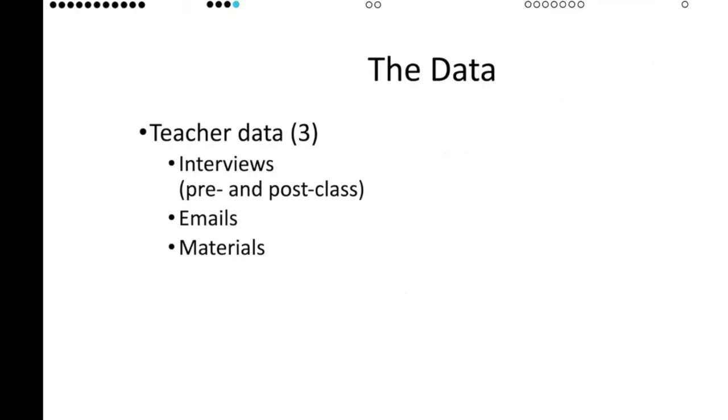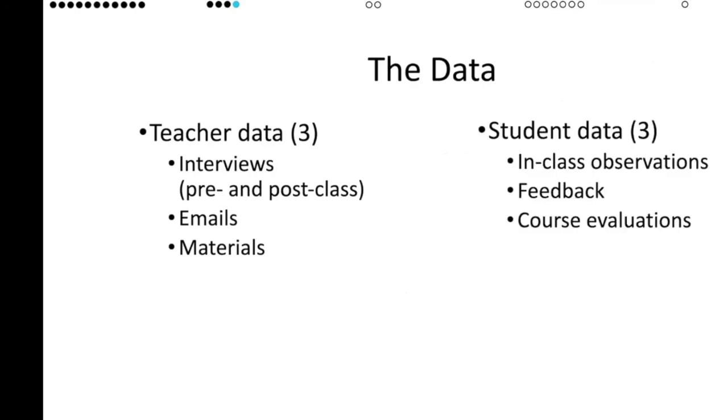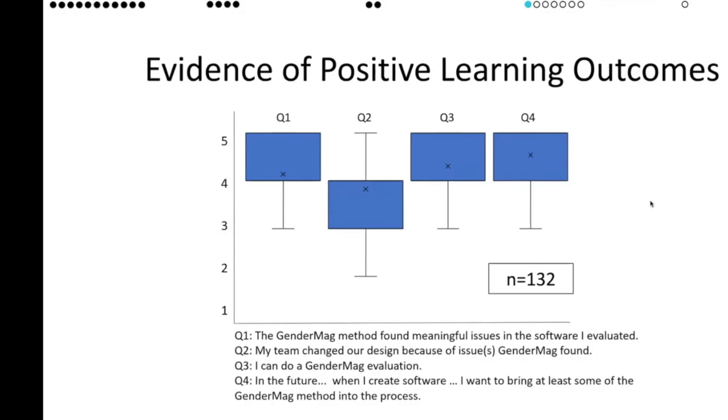Okay, and then I was just going to show you a little bit about the data. Let's see. Oh, this is an awesome one. At the end of one class, one professor asked students these questions. You may recognize some of them. The GenderMag method found meaningful issues. We changed our design. I can do a GenderMag evaluation in the future when I create software. I want to bring some of this in. And so these were on a 5-point Likert scale. 132 students answered, and as you can see, the scores were quite high.